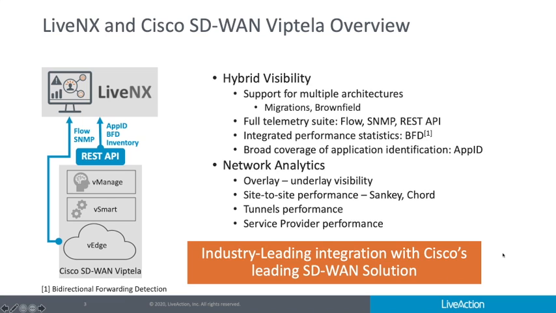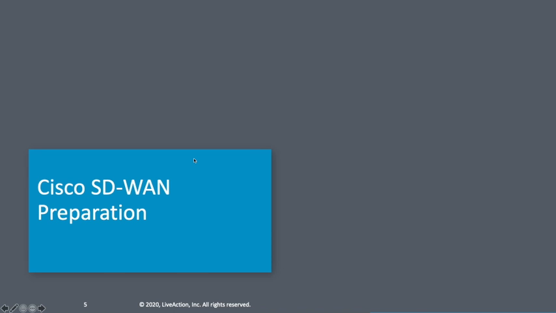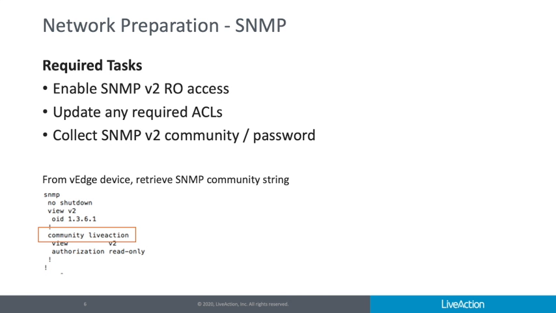Okay, so the integration with the Cisco SD-WAN is based on SNMP and flow data that we collect from the vEdge devices or the cEdge devices. And we also have an API with vManage that we leverage to collect application IDs, performance, and inventory. This is a typical SD-WAN design where we have the SD-WAN controllers and then also the different sites and the different service providers. All right, let's talk about the Cisco SD-WAN preparations for the integration.